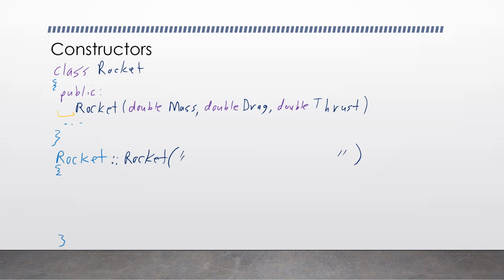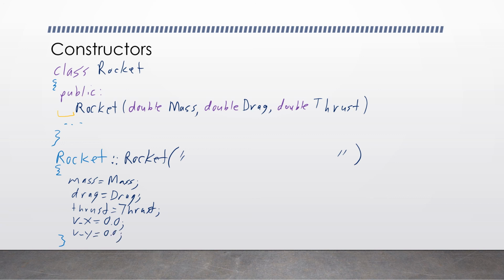And then we're going to simply set mass equals mass, drag equals drag, thrust equals thrust, and then we can initialize some variables that we do want to always set to 0. For example, velocity in the x direction starts off at 0.0, and velocity in the y direction starts off at 0.0.